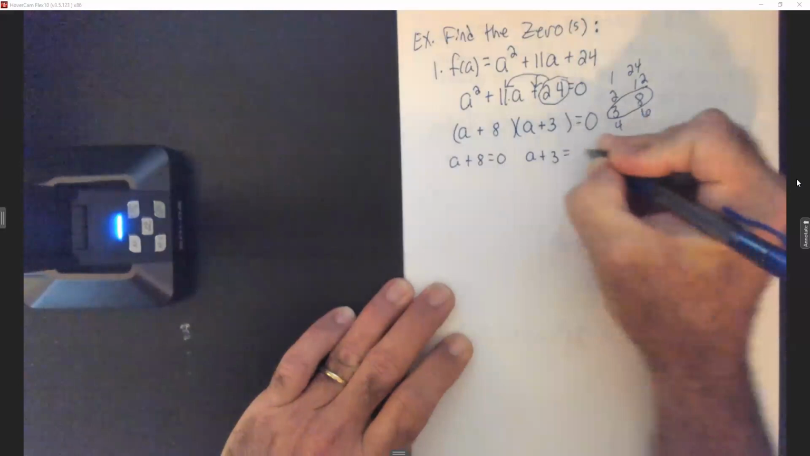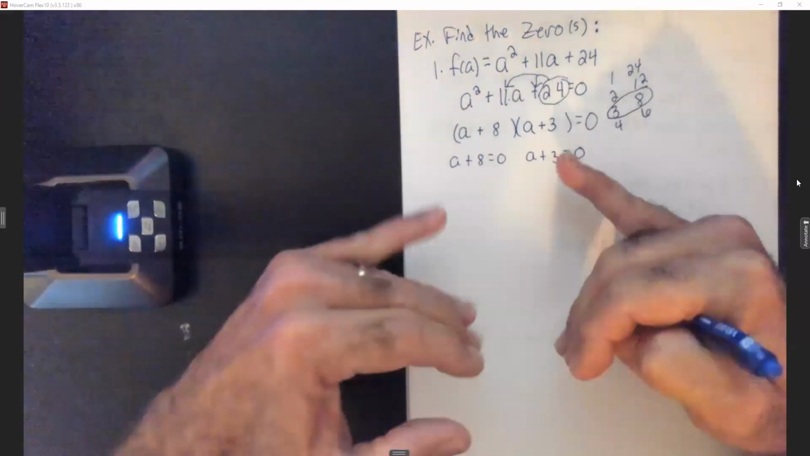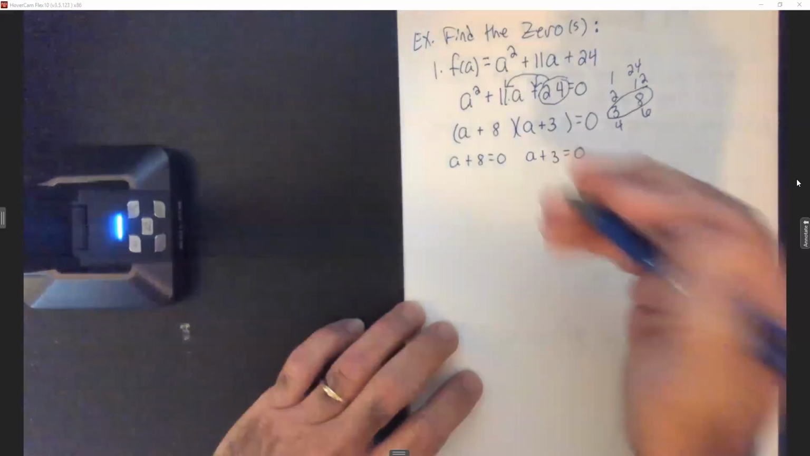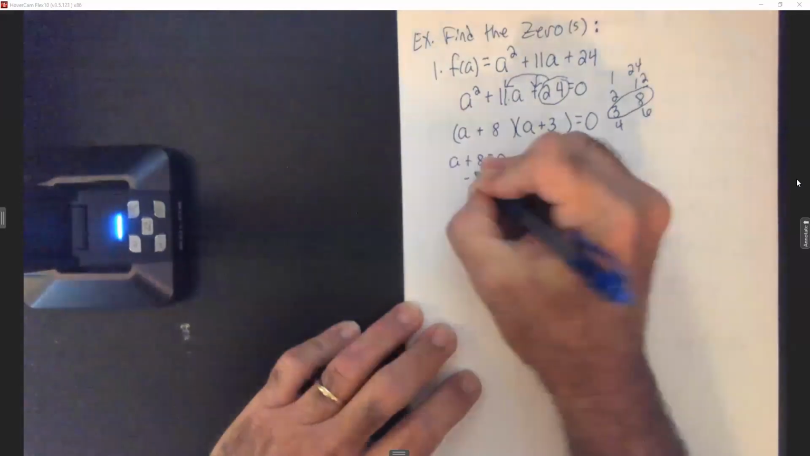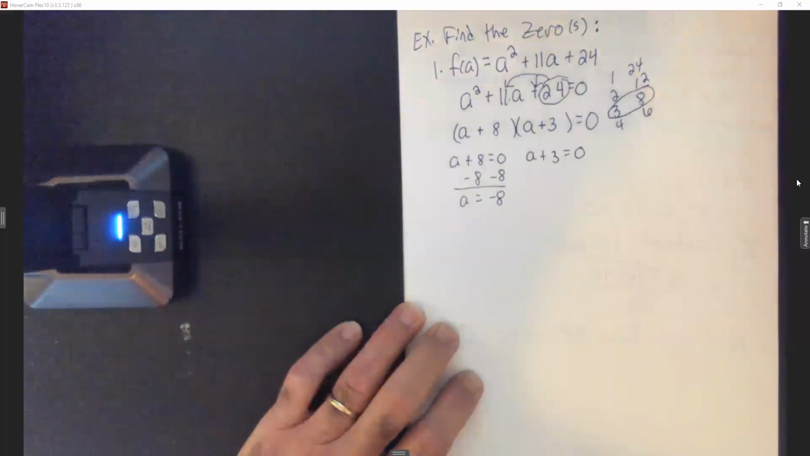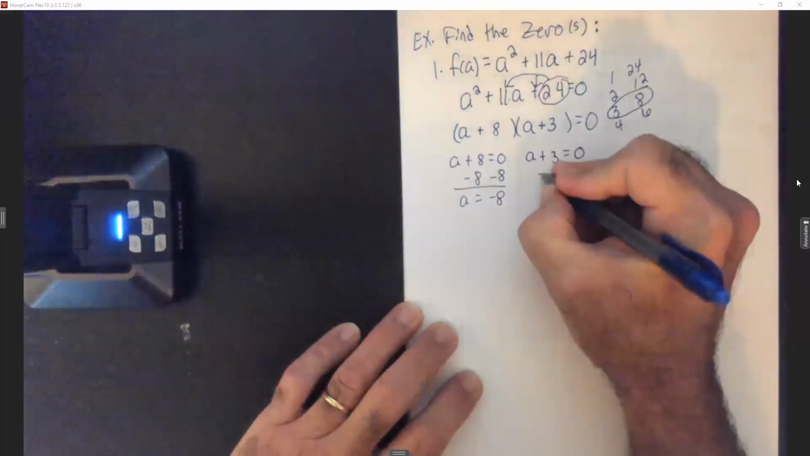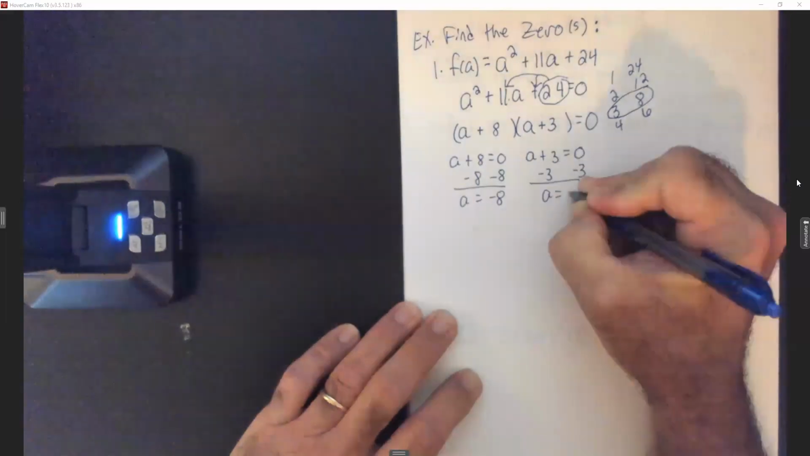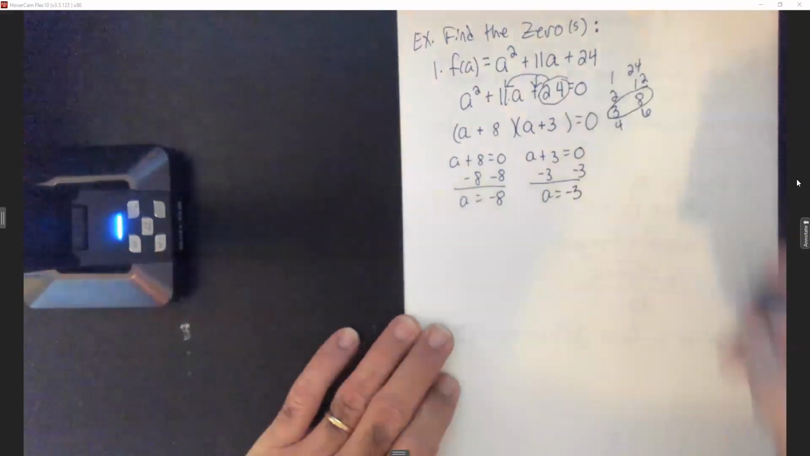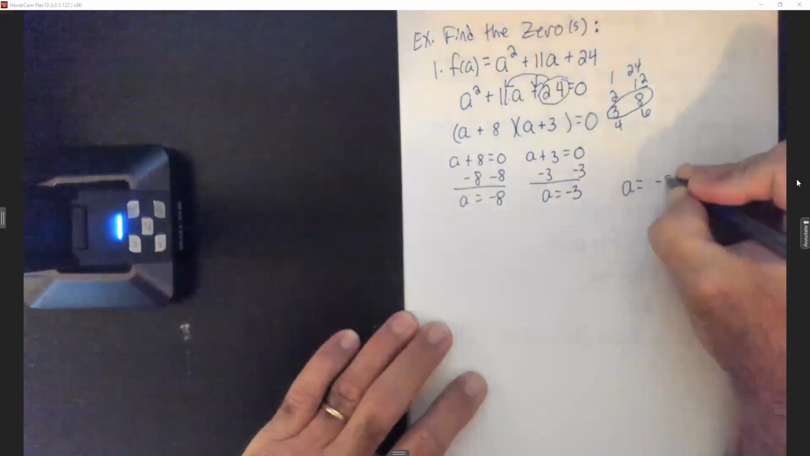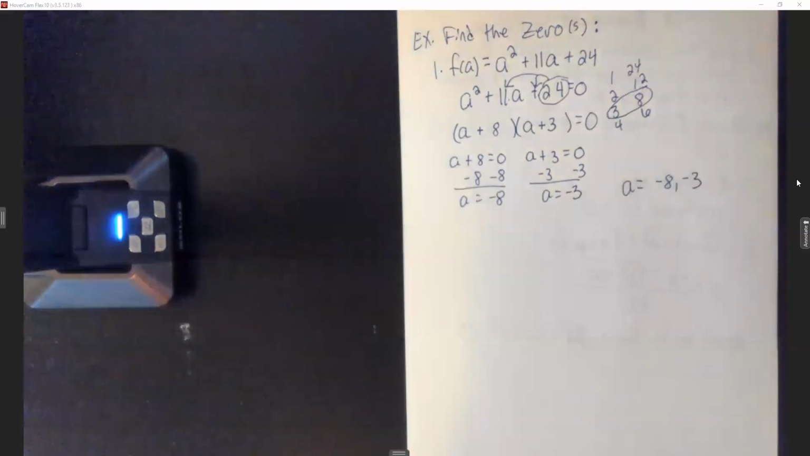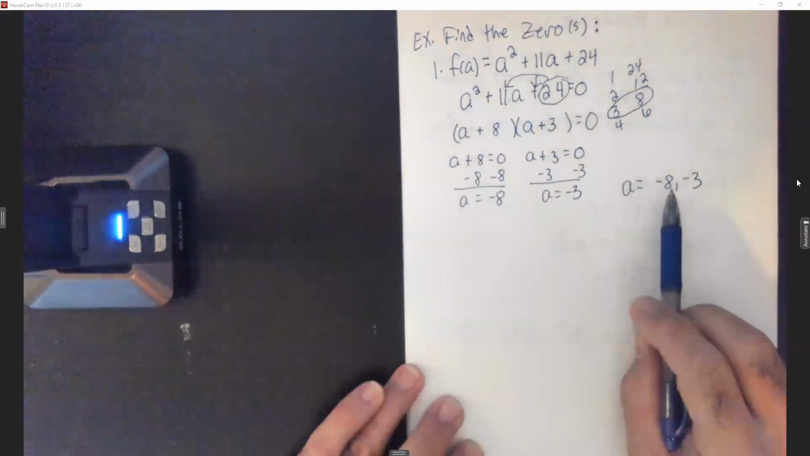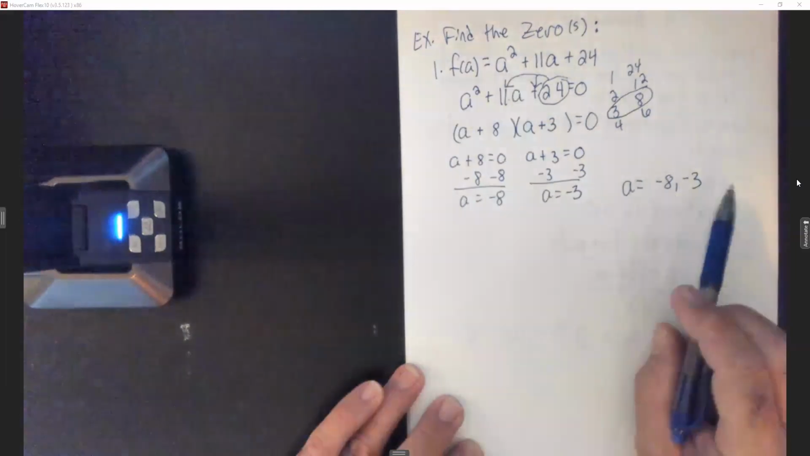So basically, you'll notice now all you're doing is changing the signs. So right here, you would subtract 8 to get the a by itself, so that a equals negative 8. On the second one, you would subtract 3, so that a equals negative 3. So your two solutions would be a equals negative 8, comma, negative 3. Which also tells me that if I was to graph this, it would cross over the x-axis at negative 8 and negative 3.